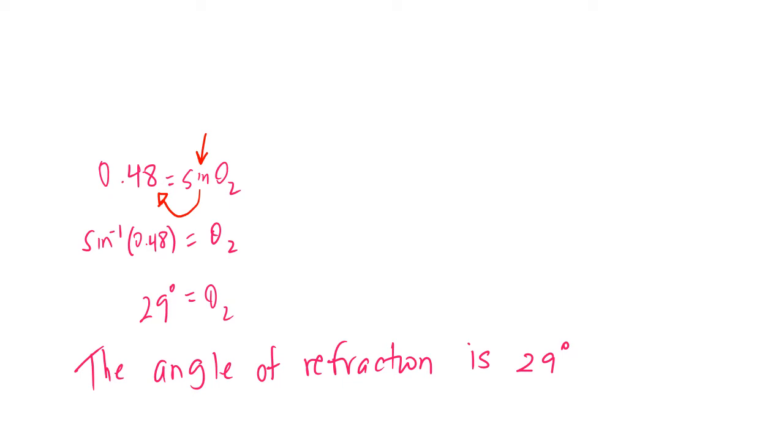Again, you're going to plug that into your calculator, and remember, you can only figure out these calculations using a scientific calculator that has your trigonometric ratios. When I do that and round it, I'm left with 29 degrees. So the angle of refraction is 29 degrees.